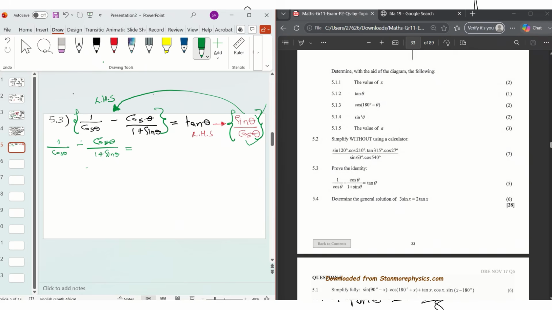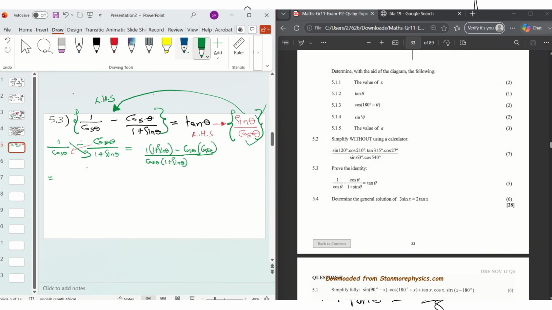Okay, is equal to, so now we multiply our denominators. Okay, so we have cos theta times what? 1 plus sine theta. Therefore, our numerator would be, so we know that 1 will be multiplied by 1 plus sine theta, and then we know that cos will be multiplied by cos theta. So let's do it. So we have 1 times 1 plus sine theta minus cos theta times cos theta.